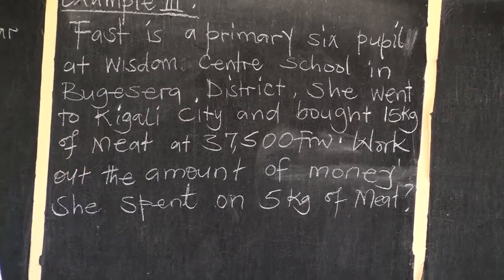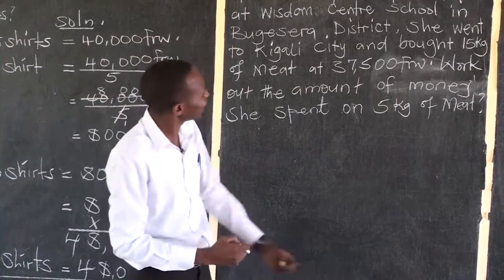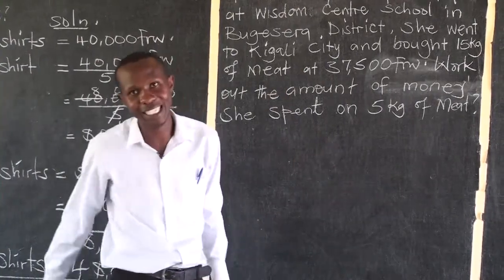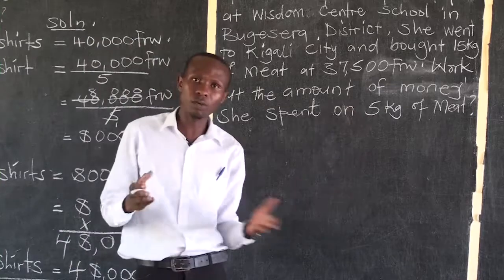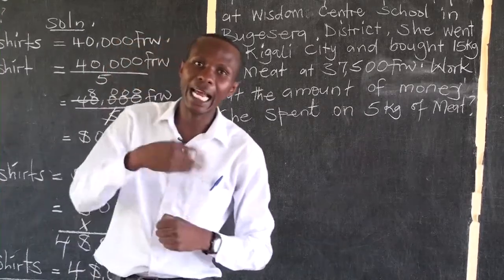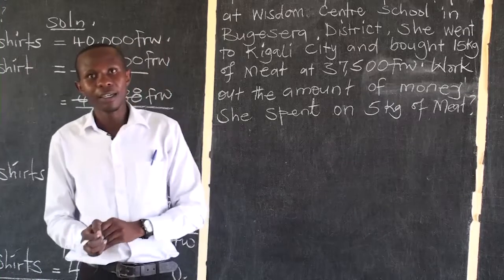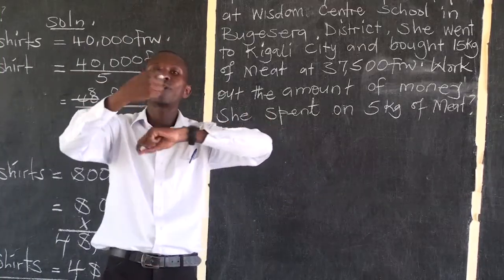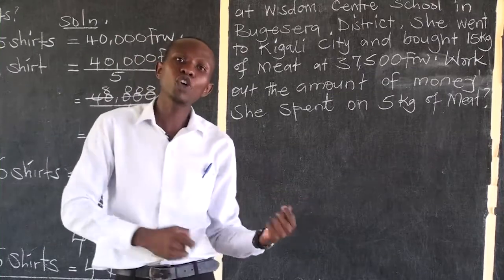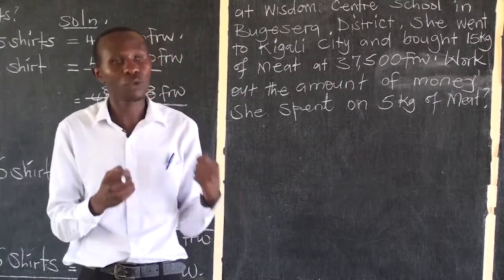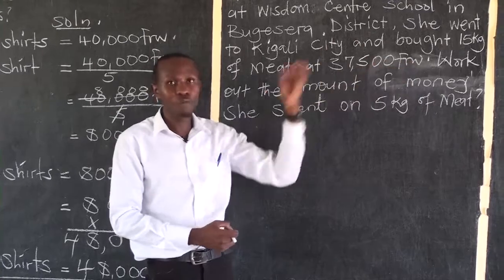Now, if that is the amount that she spent on 15 kilograms of meat, let's ask ourselves, how much money did she spend on 5 kilograms of meat? 15 kilograms, 37,500. Then, what about 5 kilograms? We need to know that. And how shall we know the amount that this person paid for 5 kilograms? When you look at the question, we need to first of all identify the amount that she spent on each kilogram of meat to raise up her money up to this amount on the quantity of meat that was given.